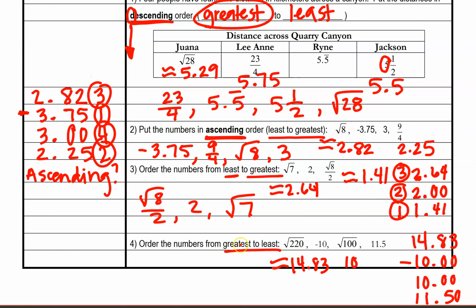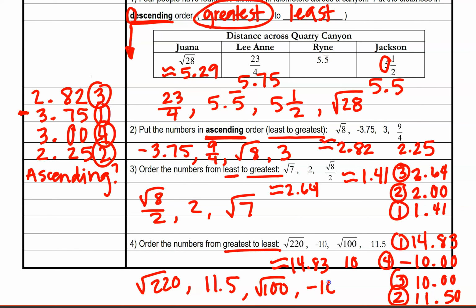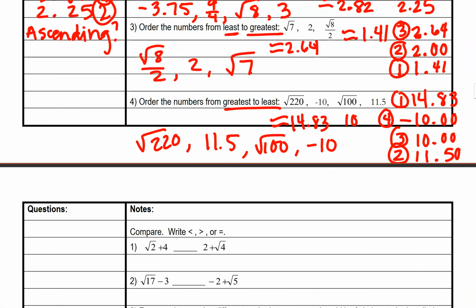All right. Next step is to reread the question. It says from greatest to least. So from my biggest to my smallest one. It looks like my biggest one is what? 14. And then the next biggest one is 11. Then we have a negative and a positive. Yes, my positive is bigger than my negative. And then we will order them in the original form. So 11.5, square root of 100, and negative 10.